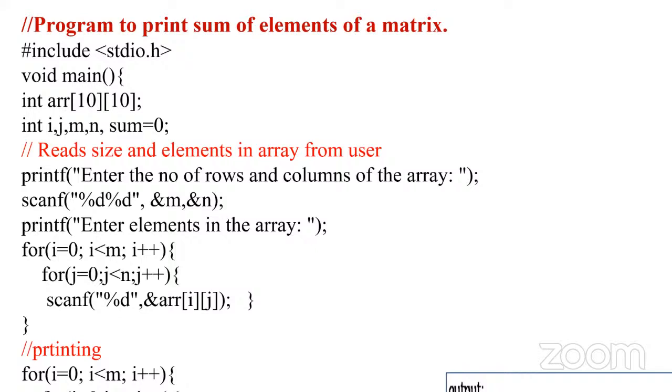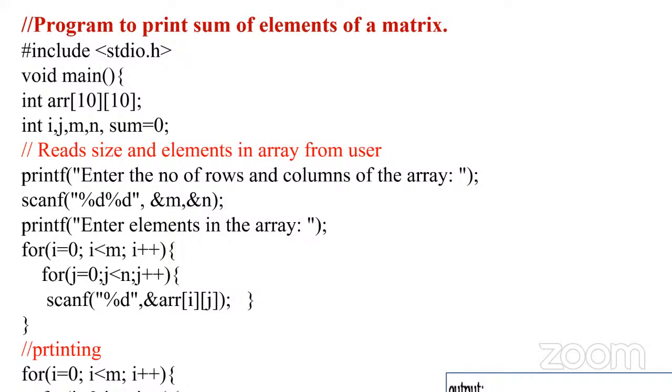Now I equal to 0, I less than m, I plus plus. Similarly, j equal to 0, j less than n, j plus plus. So this will read and enter the values. What values did the user enter? 0, 1, 2, 3, 1, 2, 3, 0, 3, 4, 5. Very good.